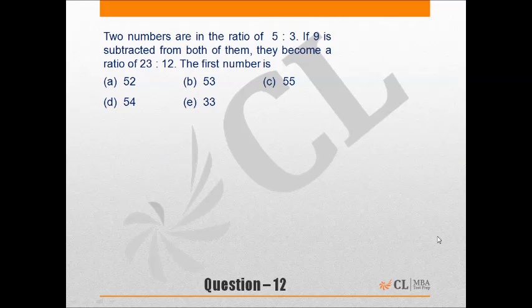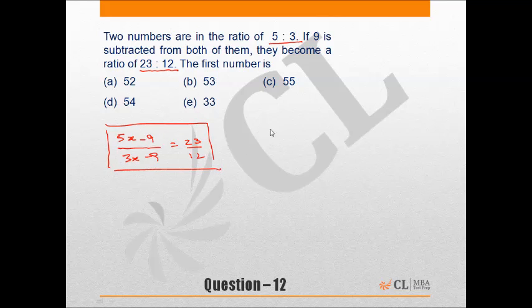Question 12. Two numbers are in the ratio of 5 is to 3. If 9 is subtracted from both of them, they become in the ratio of 23 is to 12. What is the first number? Again, let's go to the conventional method. The conventional method for this question is, let the numbers be 5x and 3x, and you subtract 9 from both of them, and this ratio becomes 23 by 12. Perfectly fine, nothing wrong with it, except that it is time consuming.